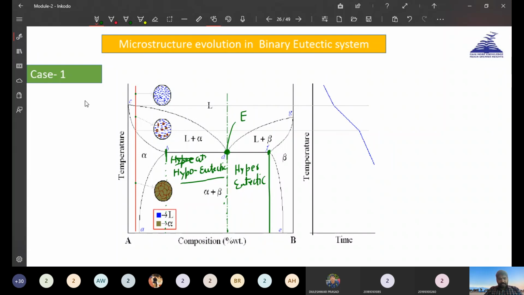In the first case, we are talking about the alloy which has a composition less than this point. Okay, let me first erase this. We are already running short of time, so I will not continue today. I will take these things up later. Tomorrow we don't have any class, so on Thursday I will deal with the development of microstructure in the binary eutectic system.